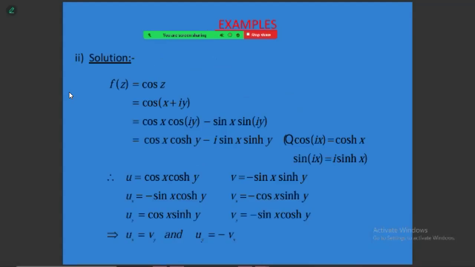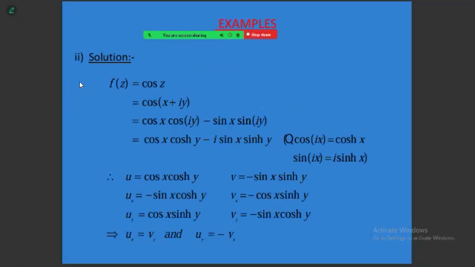Next, f of z is equal to cos z. So cos of a plus b is what? Cos a cos b minus sin a sin b. Substitute the values: cos x cos iy, and cos iy is a hyperbolic function. So I am going to convert this into cos x cosh y minus i into sin x sinh y.